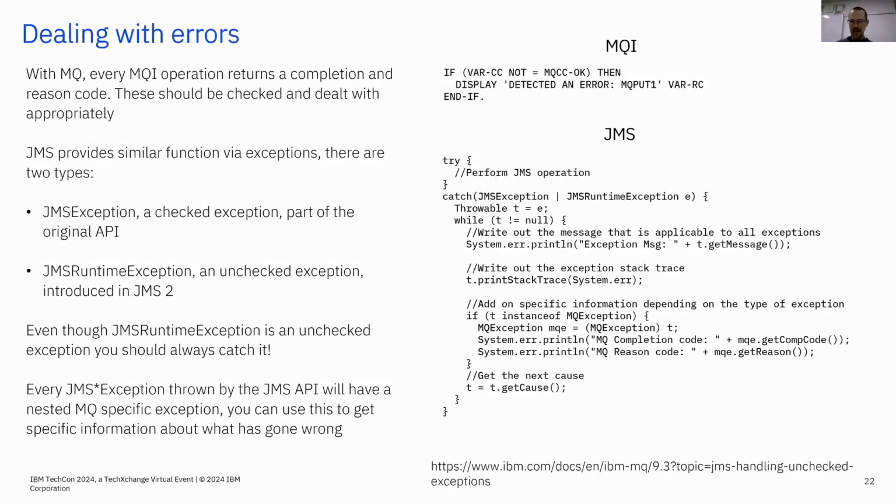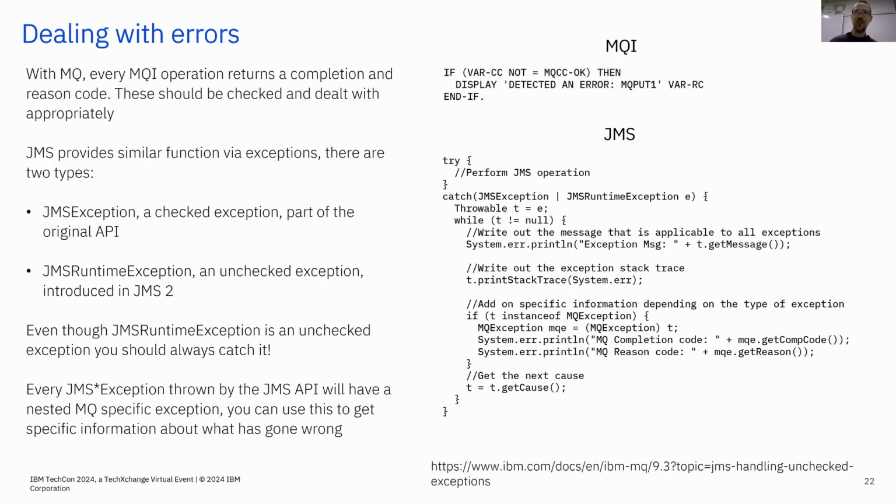So we're getting to the end of the slides, which is good because my voice is starting to run out. So I'm going to touch on dealing with errors. I think the main thing here is that the MQI is procedural. So if you do an MQI call, you'll get a completion code and a reason code, and you can do something with that.